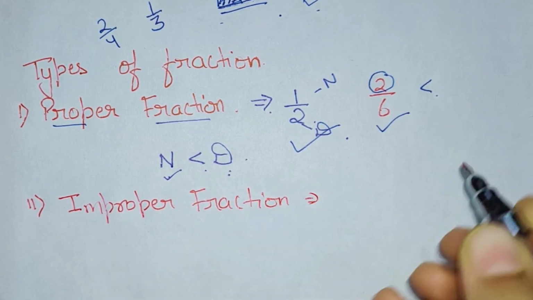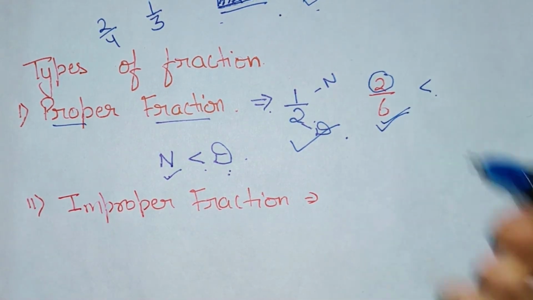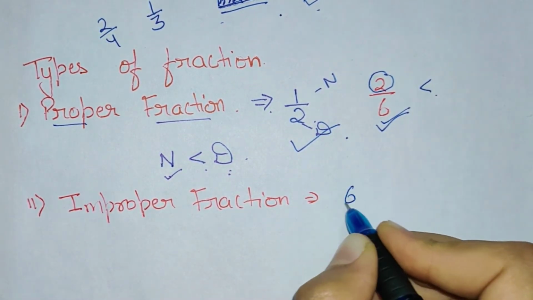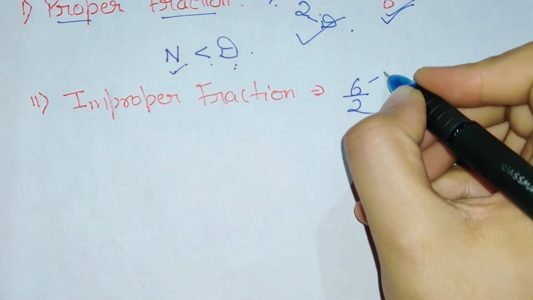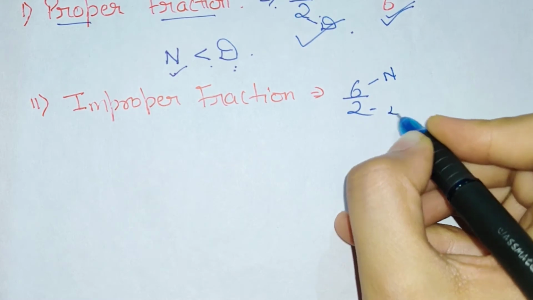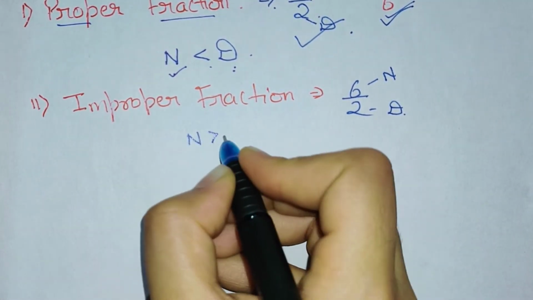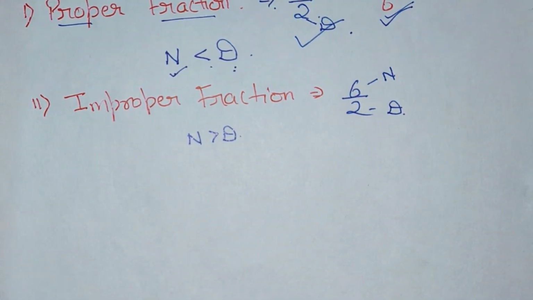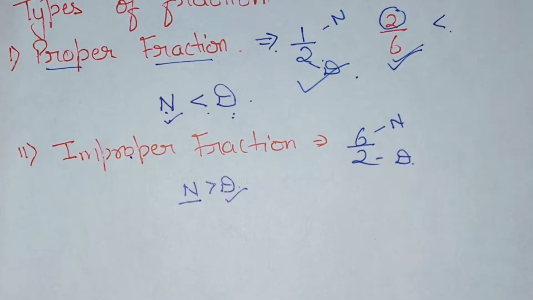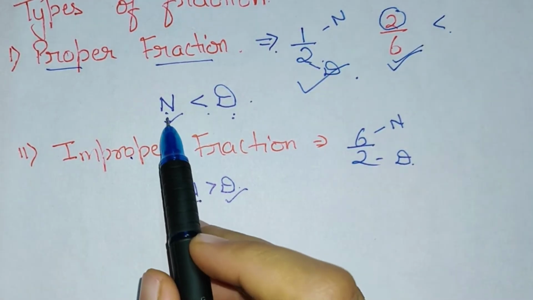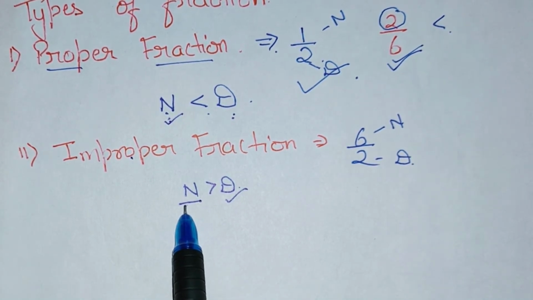So we can take its reverse for understanding improper fraction. Here we have taken 2 upon 6, so 6 upon 2. 6 here is numerator and 2 is denominator here. Numerator is greater than denominator, or you can say denominator is smaller than numerator. In proper fraction, numerator is smaller. In improper fraction, numerator is greater.